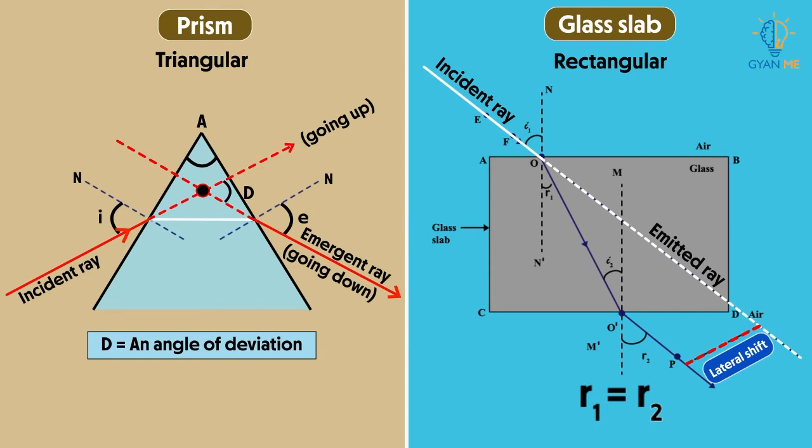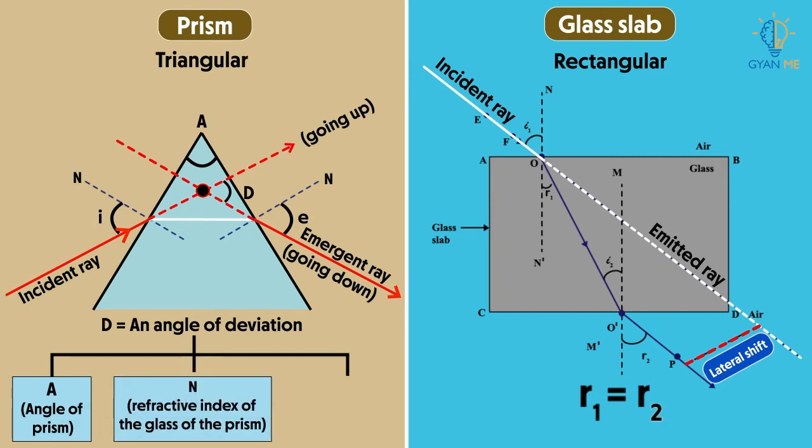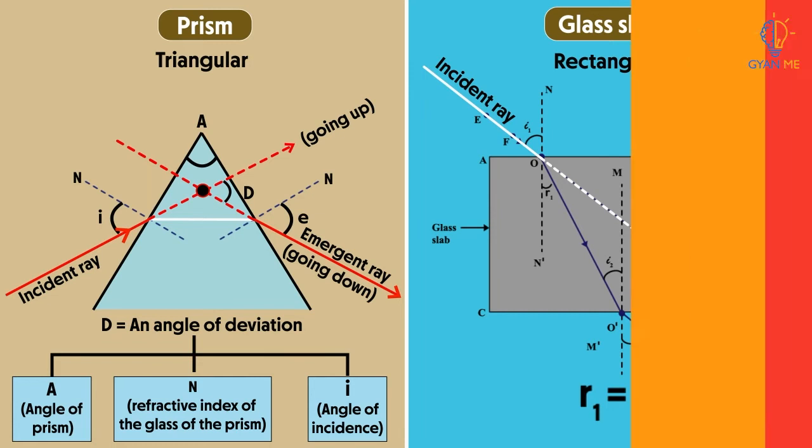The angle at which the ray of light will be deviated by a prism depends on three factors. The angle of prism, which is this, the refractive index of the glass of the prism, and the angle of incidence. Okay, now what about bending through a lens?